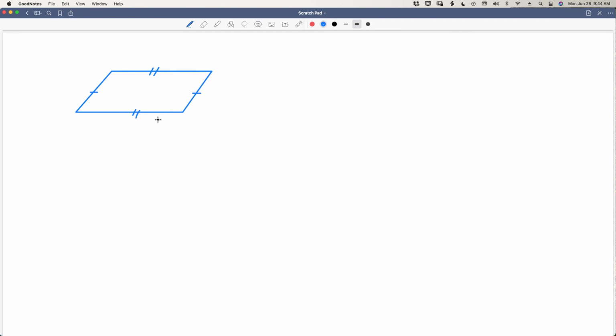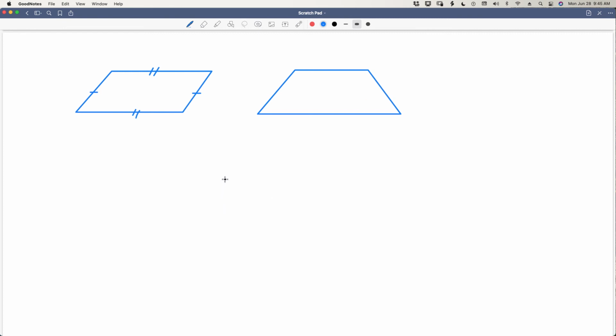So this side is parallel to this side, and this side is parallel to this side. Also, the measurement of this side and this side are the same, and the measurement of this side and this side are the same. Then we have what's called a trapezoid. And a trapezoid has only 1 pair of parallel sides, and the other 2, if they continued, would eventually intersect.